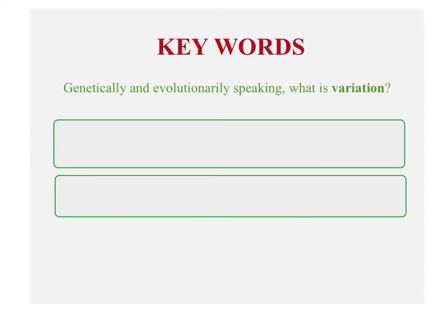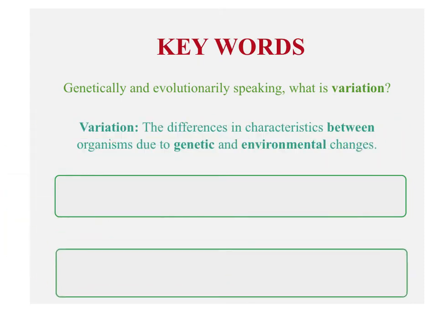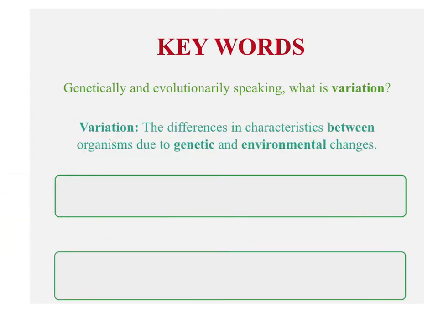So we're going to start by taking a look at variation. So if you can think back to GCSE maybe last year, what is variation? So you're going to define it for me, do your best A-level definition, and then we'll check in a second to see how correct you are. So variation is the differences in characteristics between organisms, so looking at you and me and you and your teachers, due to genetic and environmental changes.